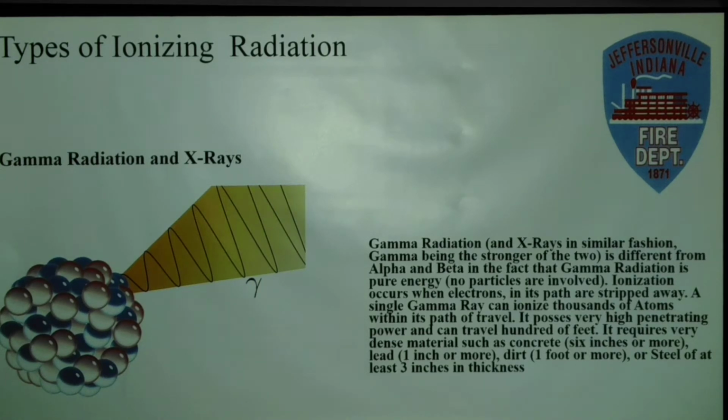Gamma radiation and X-ray in similar fashion is different from alpha and beta in the fact that gamma radiation is pure energy. There are no particles involved. Ionization occurs when the electrons in its path are stripped away. A single gamma ray can ionize thousands of atoms within the path of travel. It possesses very high penetrating power and can travel hundreds of feet. It requires very dense material such as concrete, lead, dirt, or steel to prevent penetration.